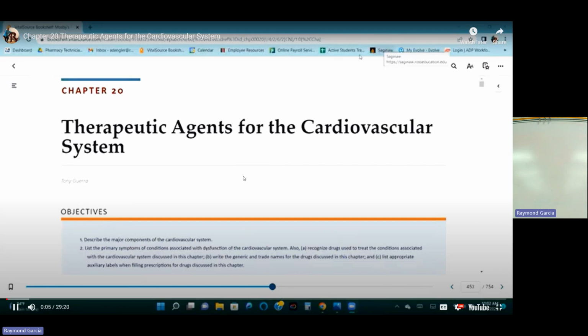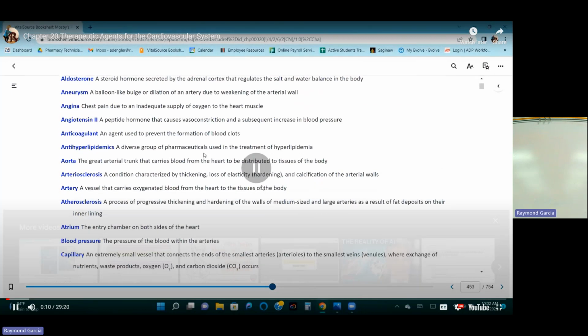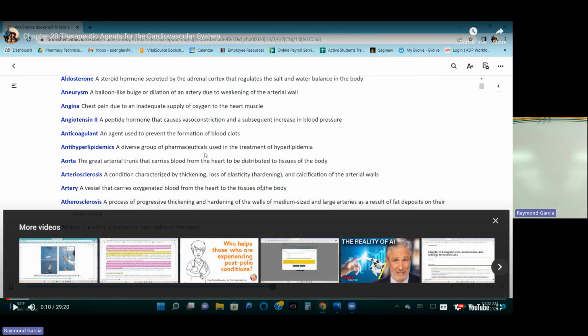Chapter 20, Therapeutic Agents for the Cardiovascular System. I'm not too focused on the anatomy and physiology of it. It's just the medications. For those who barely came in, chapter 20 homework pages are 291 through 296, up to the short answers, and lab 20.4 and 20.5.